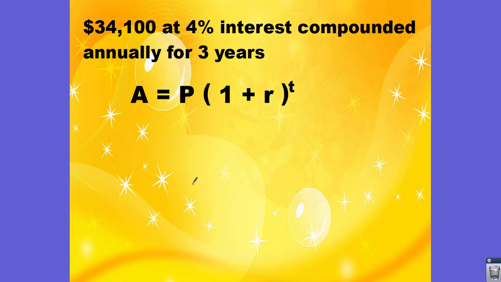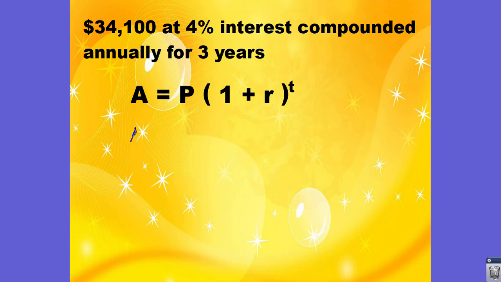So here's another problem right here. We've got a loan of $34,100 at an interest rate of 4% that's going to be compounded annually for 3 years' time. So what will my principal plus interest be? The total amount that I have to pay back, which is what that A stands for.